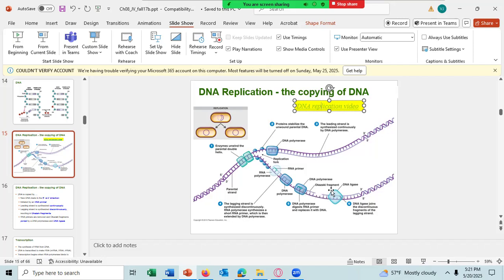They were discovered by Dr. Okazaki, and that's why they're called Okazaki fragments. Any question about any of that?